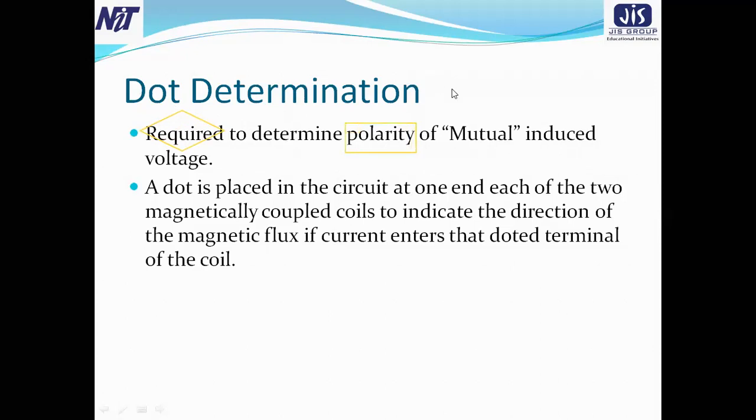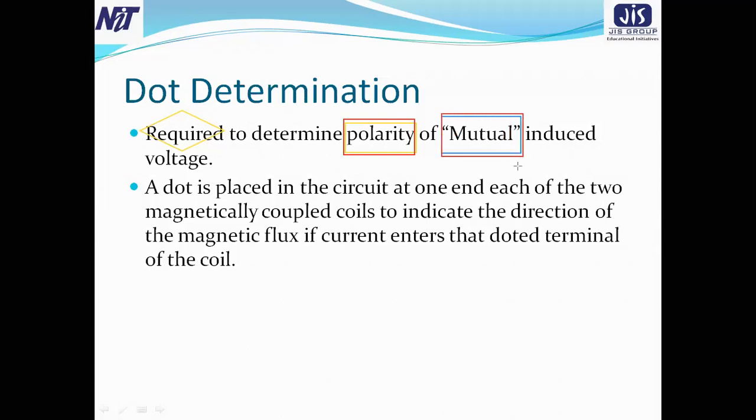Polarity of mutual inductance. The polarity of mutual induced voltage is required to be determined. Mutual induced voltage is very important.